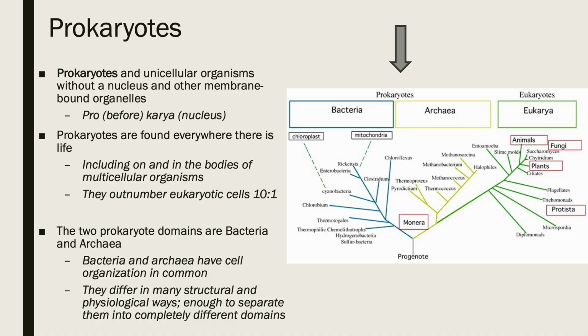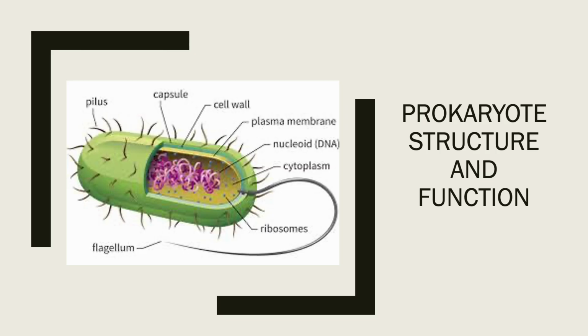They are ubiquitous. They are found everywhere that there is life, and also places where there is no other seeming life that we can see with the eye, including on and in our bodies and bodies of other multicellular organisms like plants, other animals, fungi, etc. And they outnumber eukaryote cells 10 to 1.